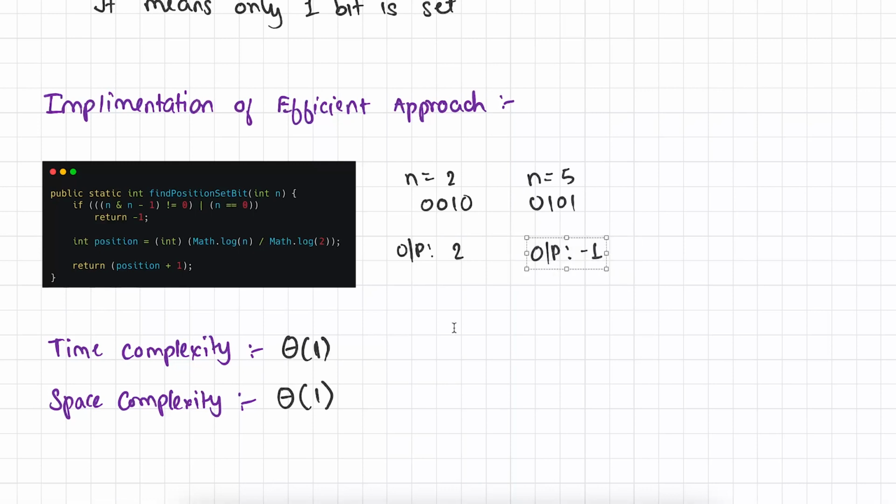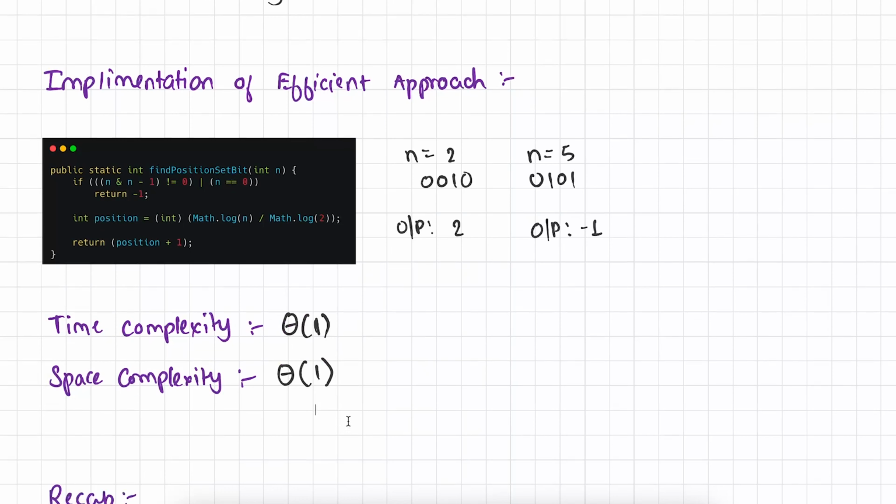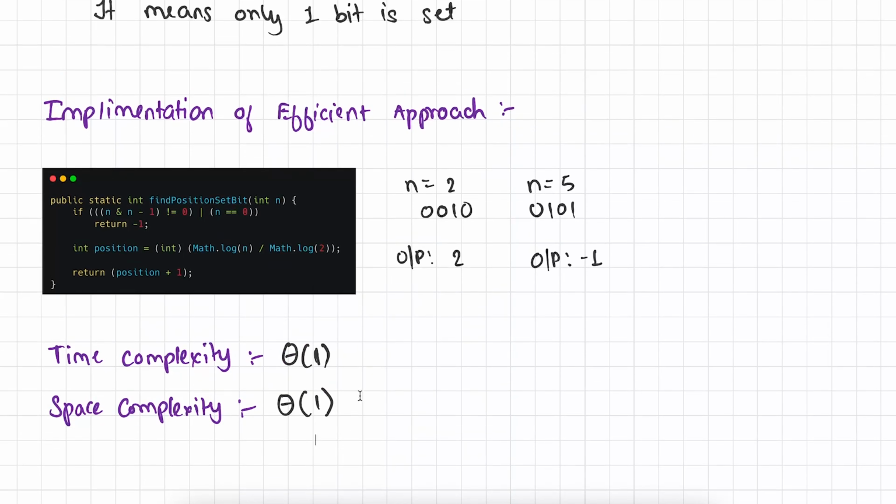Okay, great. Now talking about the time complexity of this function, you can see clearly that we are not performing anything other than constant operations. That's why the time complexity is Θ(1), and space complexity is also Θ(1), as we are not using any auxiliary space to solve this problem.